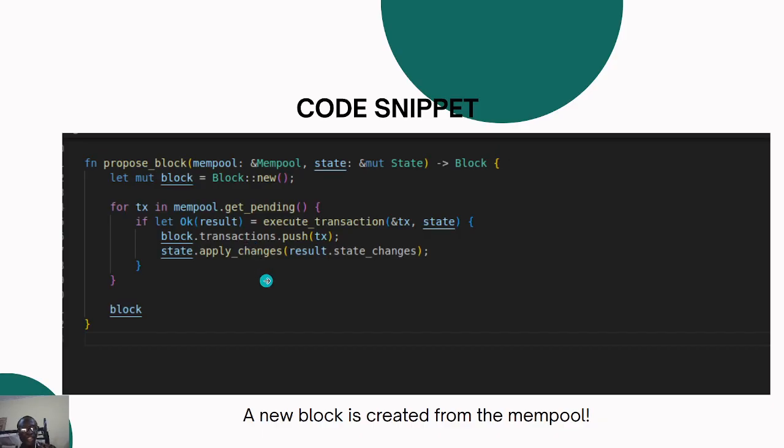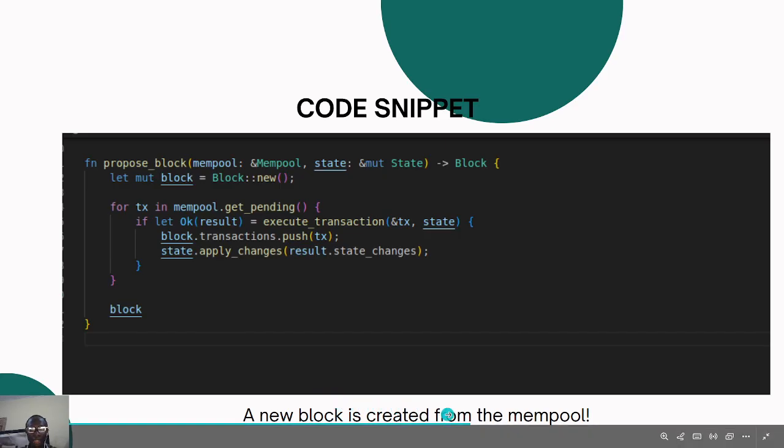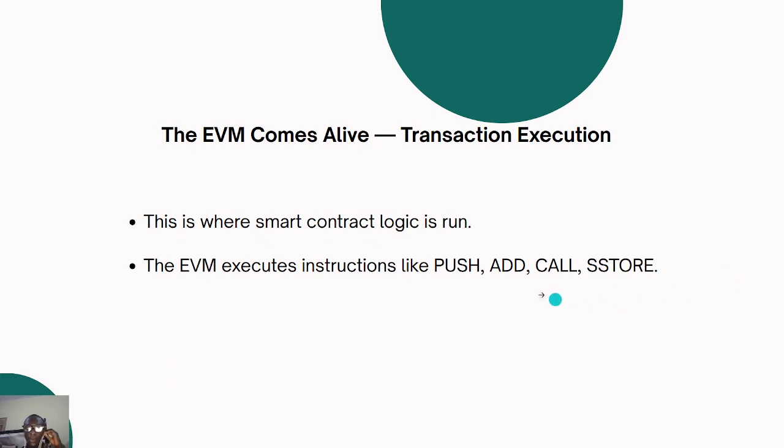So transactions that are stored in the mempool go into the proposed block. After creating a block, it maps through the list of all the transactions that are stored, and then it stores them in the block that was created by the validator that was chosen to propose a new block. So the transactions that were once stored in the mempool as pending, yes, are now added to the block. So a new block is created from the mempool. It's amazing. All right, so the EVM comes alive. Now you need to pay attention to this.